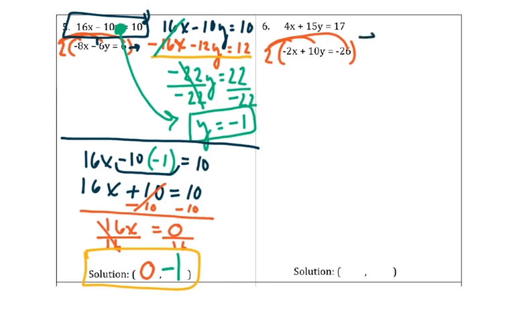Okay, so I want you to start by rewriting the first equation right over here. So take this guy and rewrite it, and then multiply times 2 and write it here, and then eliminate like you would eliminate like normal. Okay, so go ahead and work through number 6.